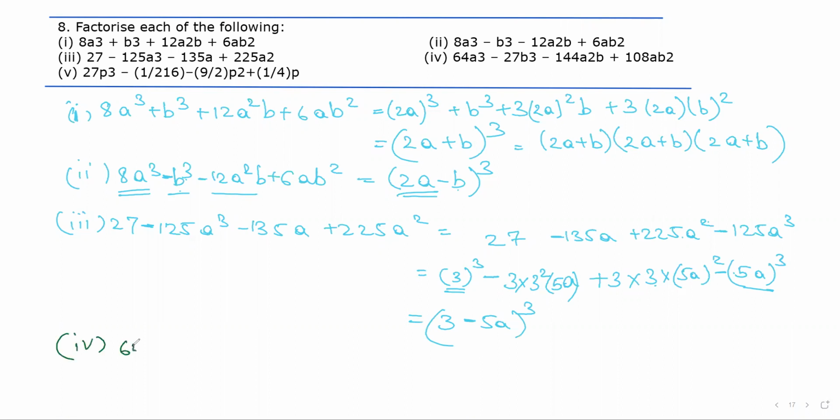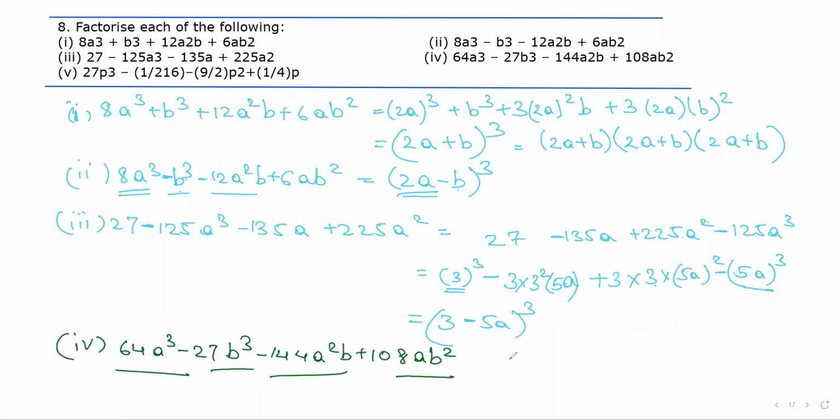Fourth, 64a cube minus 27b cube minus 144a square b plus 108ab square. So clearly this is your first term, second term, third term, and fourth term. Now you will have to show this breakage. If asked in a competitive examination, you can do it in rough, but in fair, this breakage is supposed to be written. Now, let's do it on the next page.